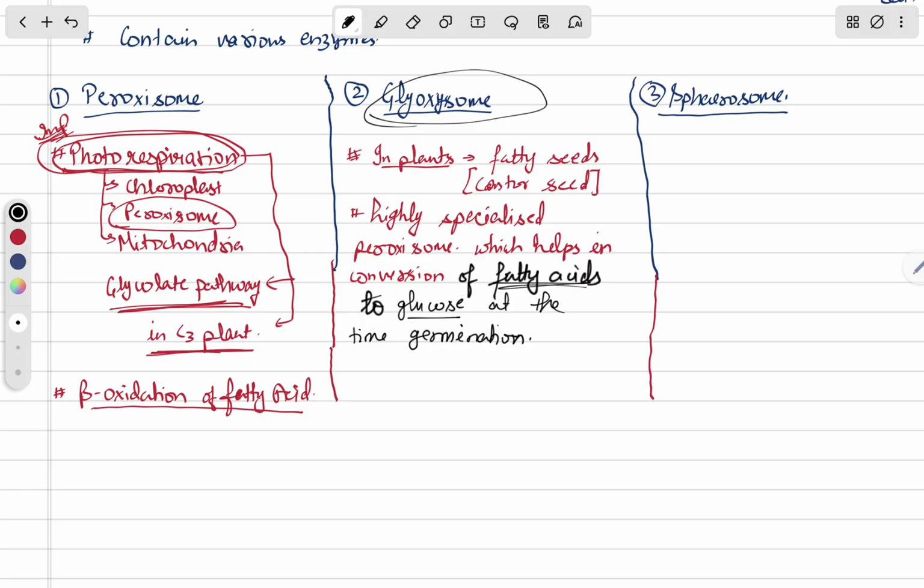Next is spherosome. Spherosome is involved in synthesis and storage of lipids in plants. So these are all about microbodies.